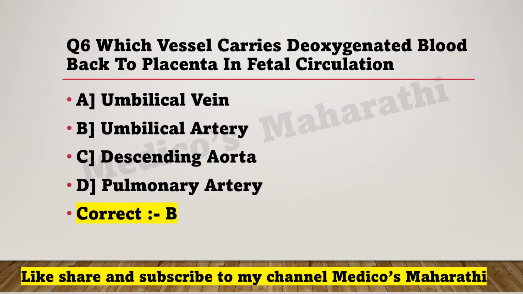Which vessel carries deoxygenated blood back to placenta in fetal circulation? And here the answer is already given. It is generally done by the umbilical artery. Okay, so the umbilical artery is a vessel which carries deoxygenated blood back to the placenta in fetal circulation.